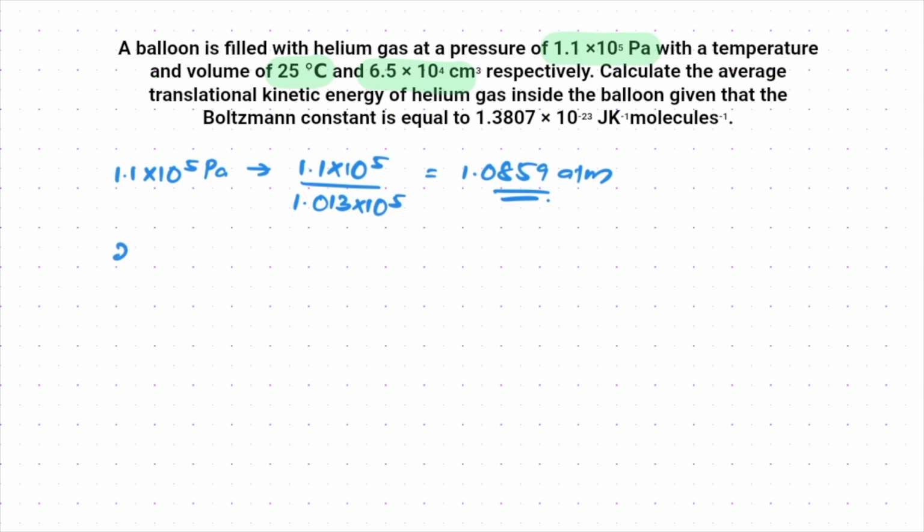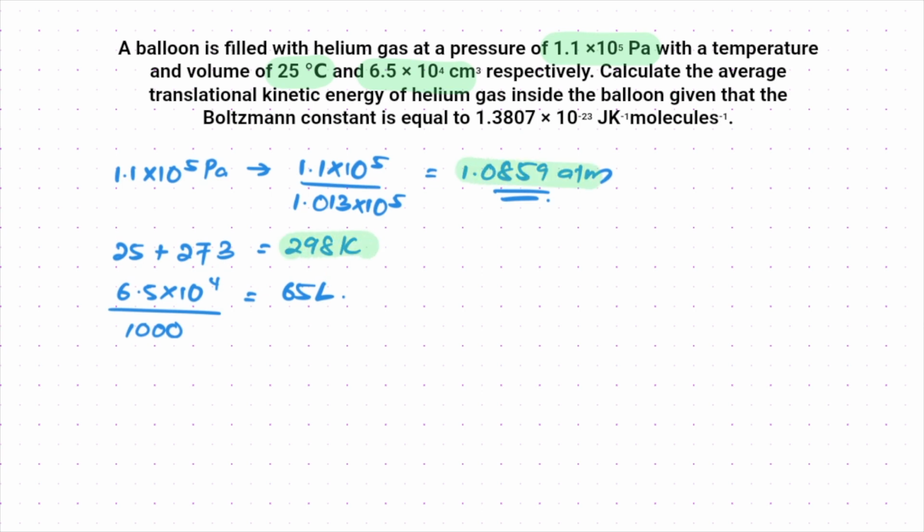Moving on to the temperature, we have 25 degrees Celsius. We just need to add 273, so you will get 298 Kelvin. And the last one is 6.5 times 10 to the power of 4 centimeter cube, which is milliliters. If you want to convert that to liters, you need to divide by 1000. Therefore, you will get 65 liters.